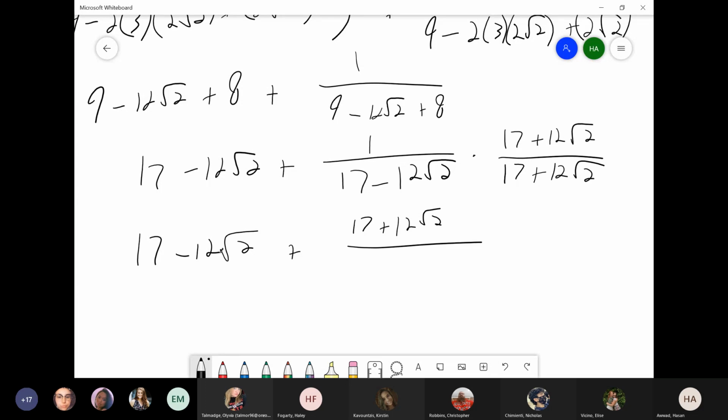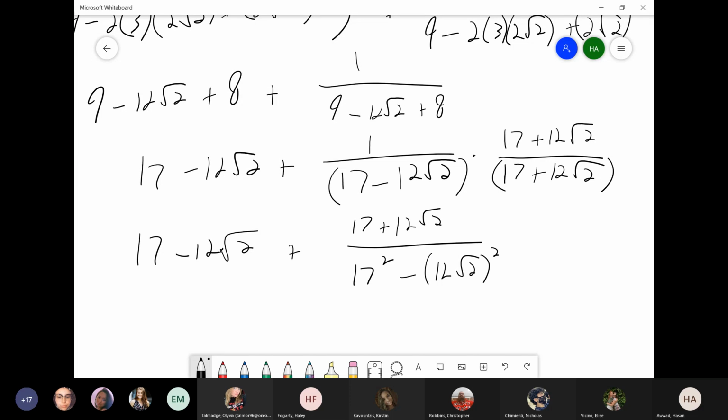And on the bottom, note that by multiplying the conjugates, we have a minus b times a plus b, which is a difference of squares. Because of difference of squares, we know that we can just square each of those individual numbers and put a minus sign between them, right? Difference of squares says we should end up with a squared minus b squared. So I should end up with 17 squared minus 12 square root of 2 squared.